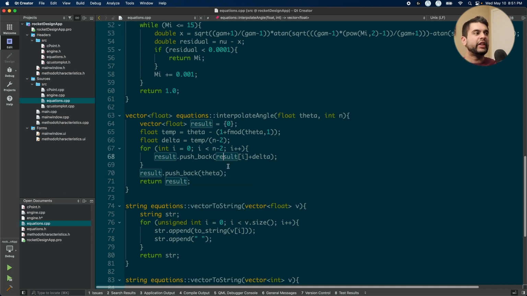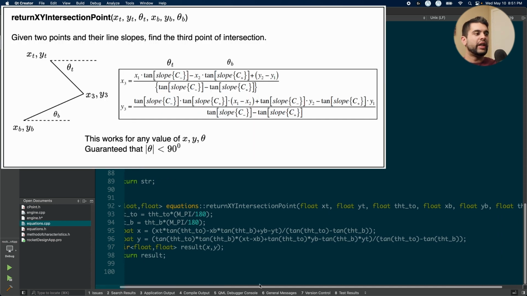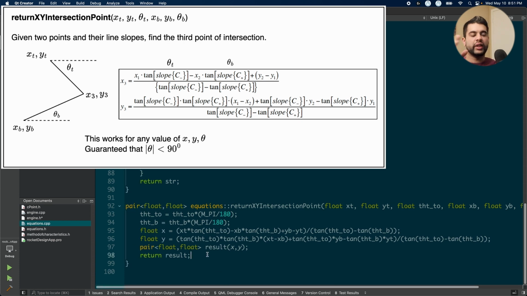I then have my vector to string. So I just make a vector into a string here, quite simple, by using toString in C++. And then after, I have my XY point here. So for this one, it is simply done by geometry. If I have a point on the top and the bottom, and if I have two lines which slope down and slope up, I know what their angles are. I can easily find the third point by just doing a geometry. And then I return that point.